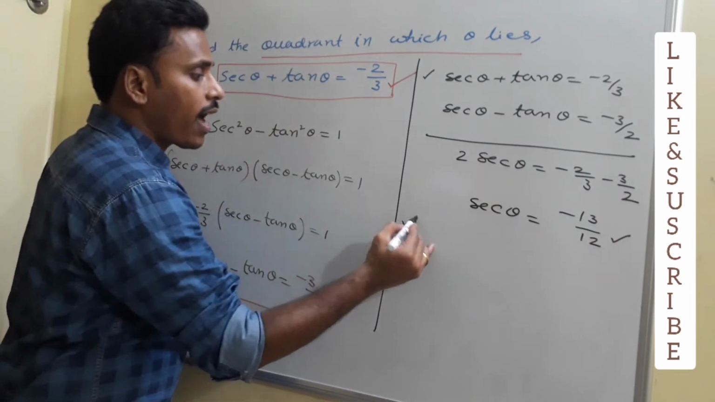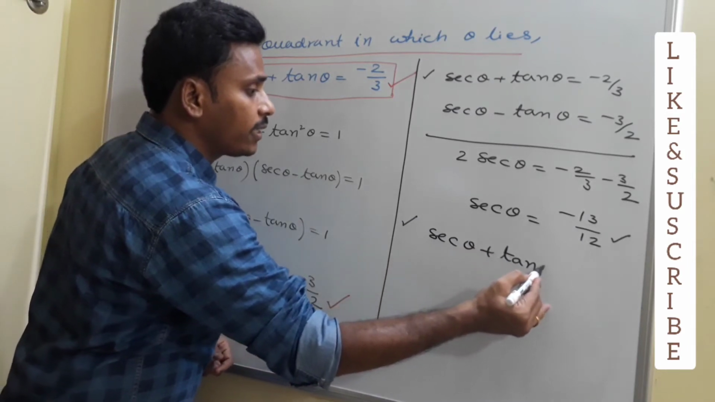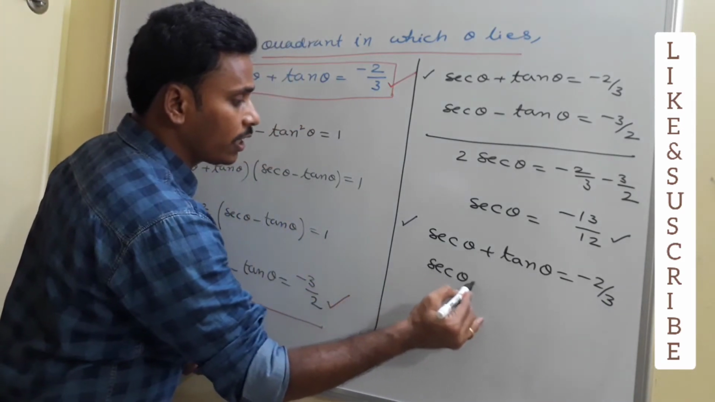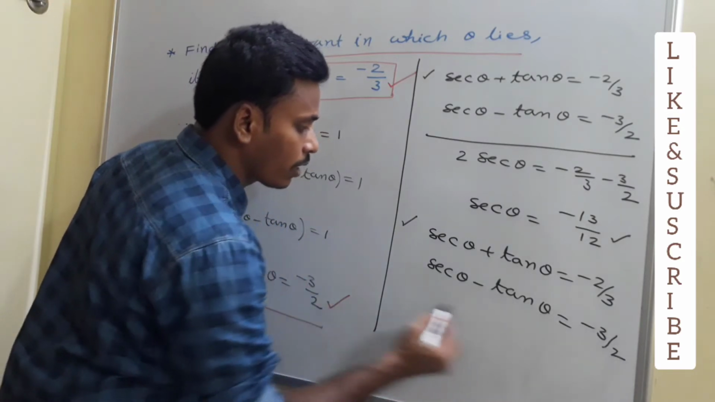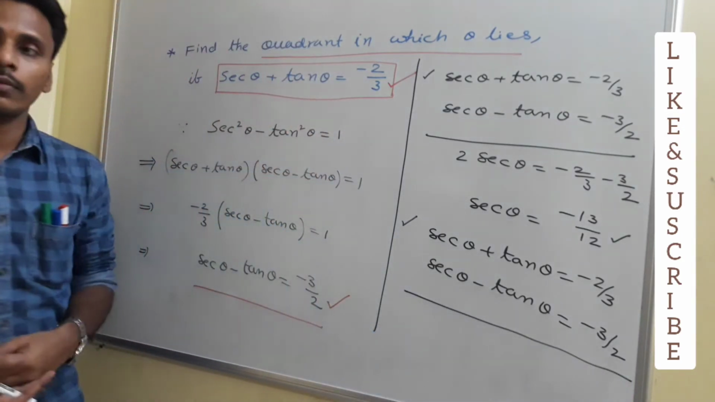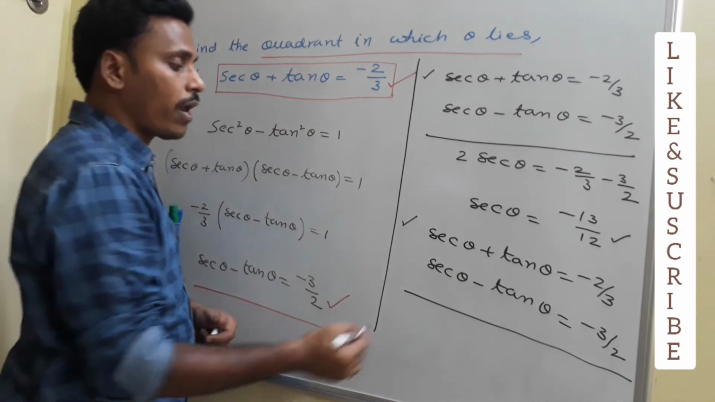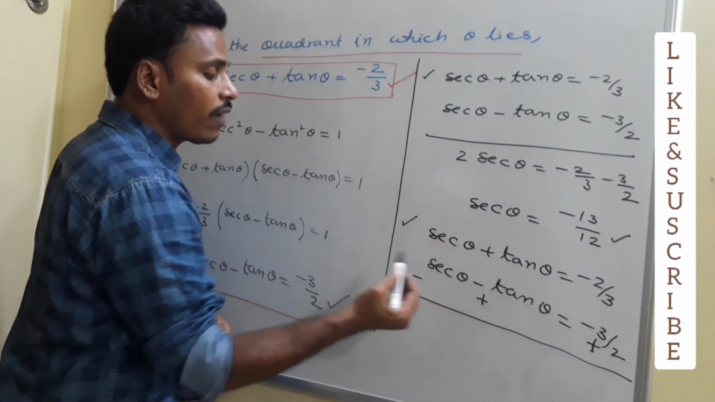For that, I am going to subtract. Actually, I have secant theta plus tan theta is equal to minus 2 by 3 and secant theta minus tan theta is equal to minus 3 by 2. And now, just do subtraction. In the first case, we did addition, whereas in the second case, if you do subtraction, minus plus is plus, and this secant theta will get cancelled.